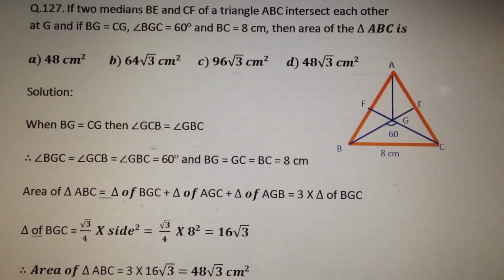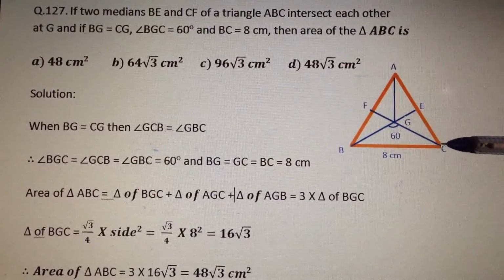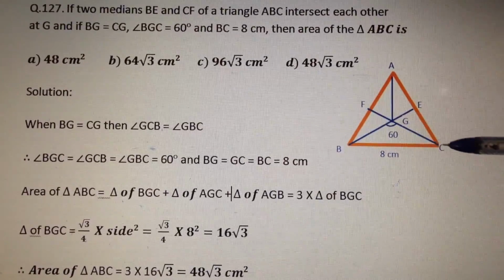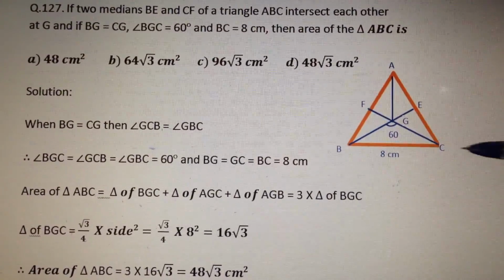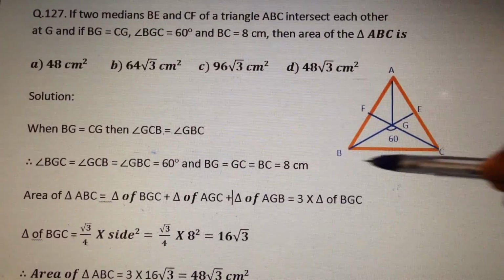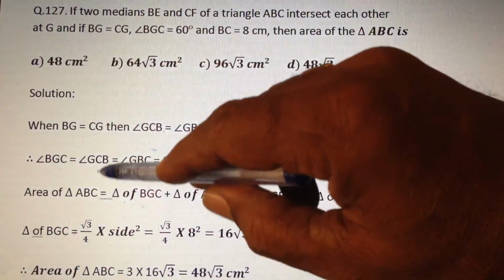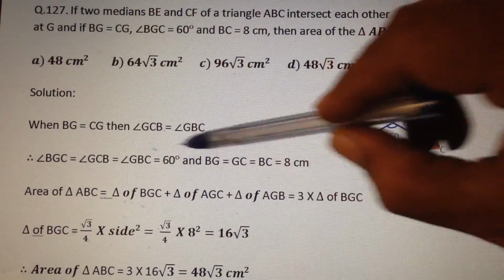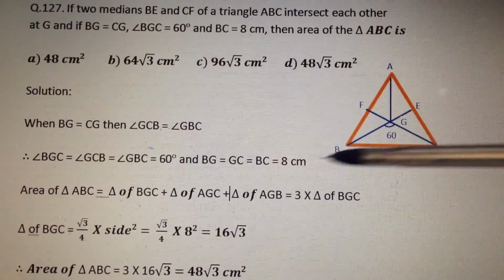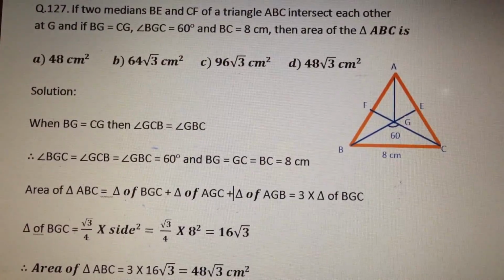Now it is given that BG is equal to GC. When two sides are equal, the angles opposite to those sides are also equal. Therefore, angle CBG is equal to angle GCB is equal to 60. Therefore, angle BGC is equal to angle GCB is equal to angle GBC is equal to 60 degrees, and BG is equal to GC is equal to BC is equal to 8 centimeter. This is an equilateral triangle.